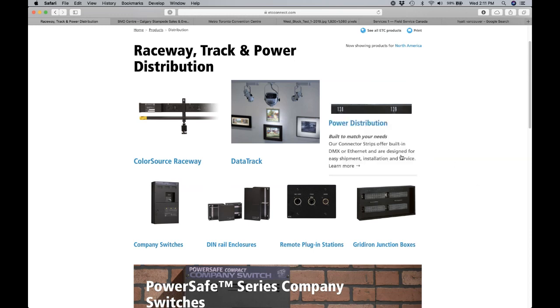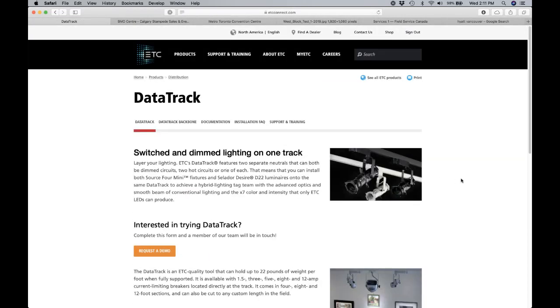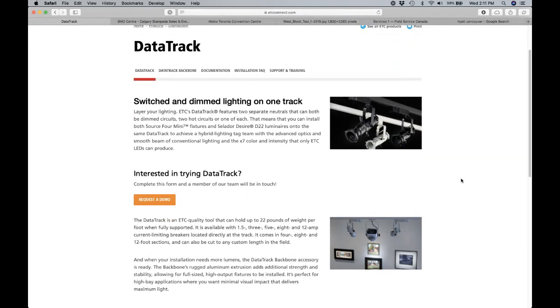The data track system from ETC is meant to work with their architectural lighting fixtures, which again are seen here in some of the photos. But we have data track, which includes 2 circuits of 120-volt power that can be independently switched or dimmed to feed both power and DMX data out to our architectural lighting control fixtures.